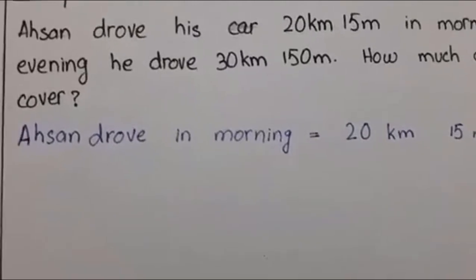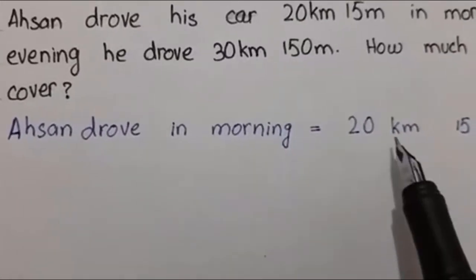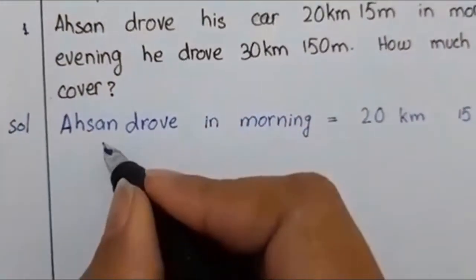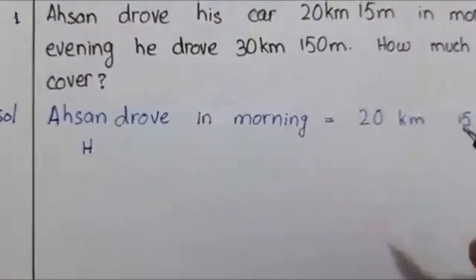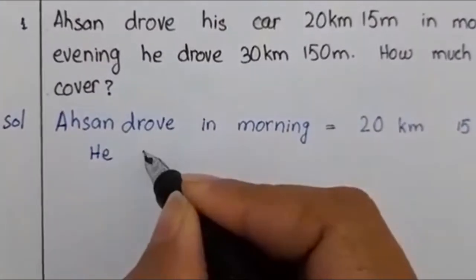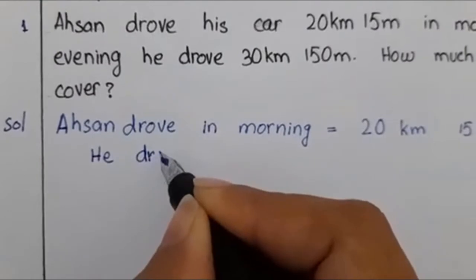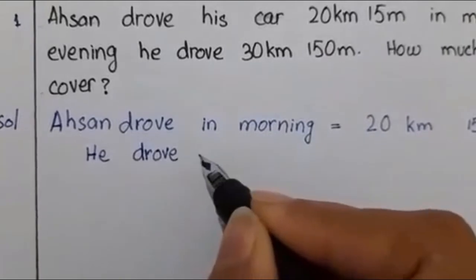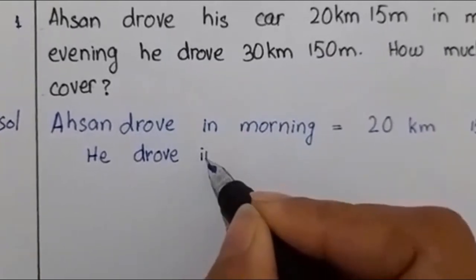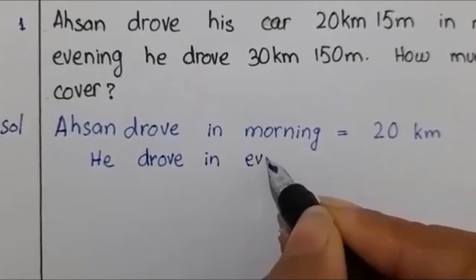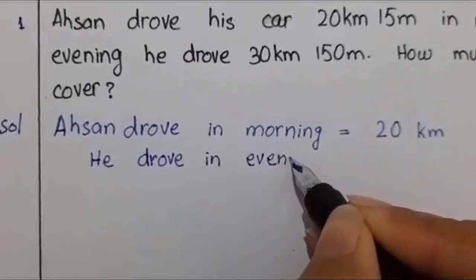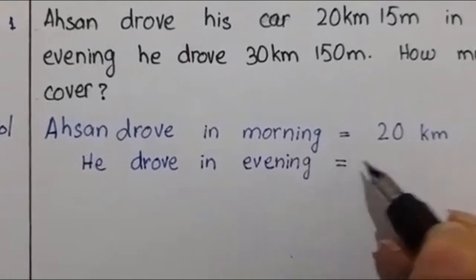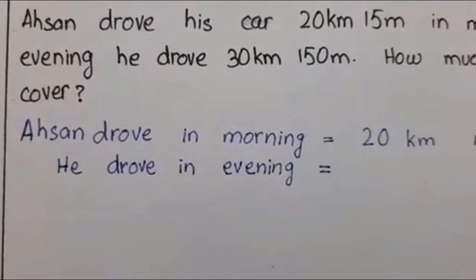So boys, our first statement will be, Asan drove in morning is 20 kilometers and 15 meters. Now we will write, he drove in evening. As it is an instance that is done in past, so we are writing the second form. He drove in evening. E-V-E-N-I-N-G. Evening. And we have to write the equals to under equals to, and it is 30 kilometer 150 meters.